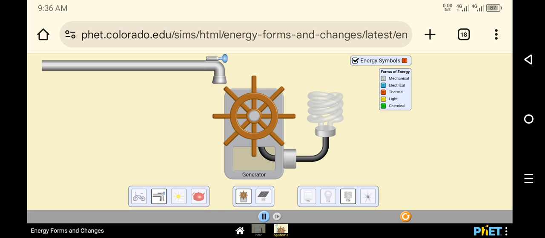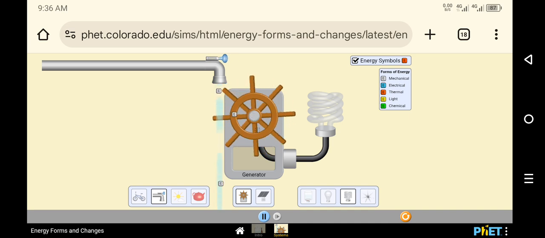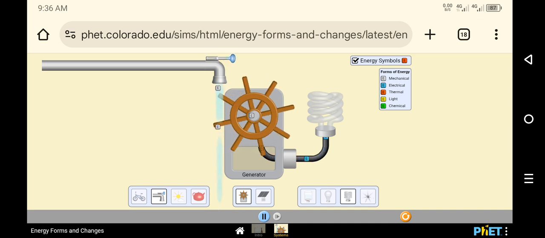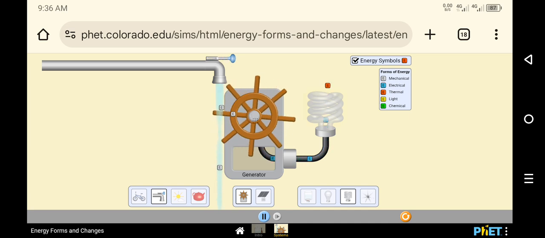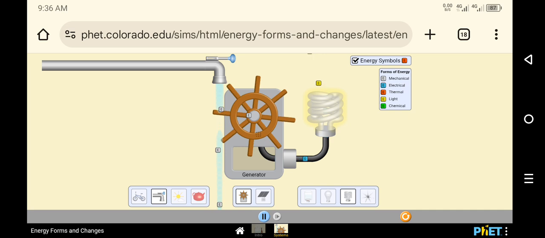You can see, so you have to pump the water. If you pump the water, that mechanical energy will rotate the generator. So the mechanical energy will be converted to electrical energy. When the electrical energy reaches the bulb, it will be converted to light and thermal energy. This is what normally happens in hydroelectric power plants.